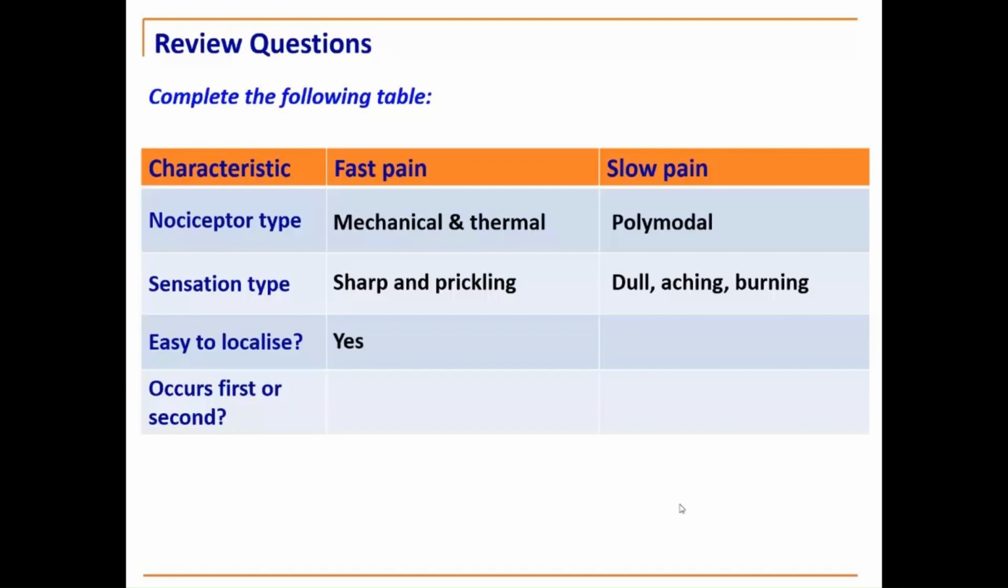The slow pain, due to the release of those prostaglandins, stimulation of those polymodal nociceptors, leaving that dull, aching, burning pain, it's quite hard to localize. It feels a bit more diffuse. Does it occur first or second? Well, obviously, fast pain occurs first, slow pain occurs second, persists for longer, and is generally more unpleasant because it's just there paining you away, so to speak.